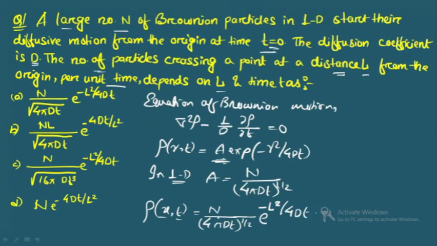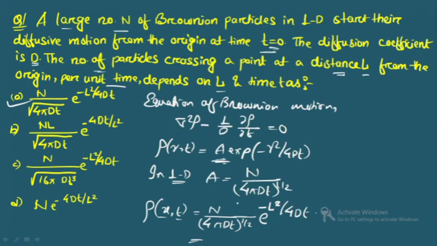So if you see here, rho(x,t) is equal to n by 4 pi D t whole to the power 1 by 2, that is the root, times e to the power minus L square by 4Dt. So you can see the correct option here is option A. You have to just write the formula. This was just asking you for the formula in 1 dimension. So this is the answer.